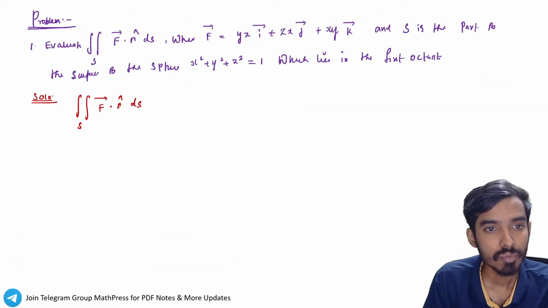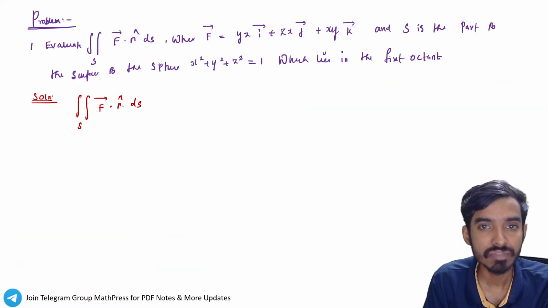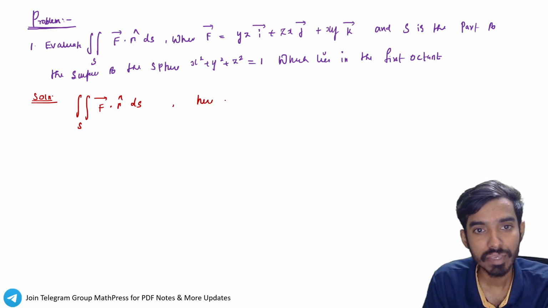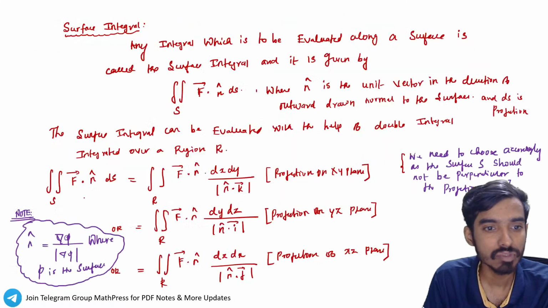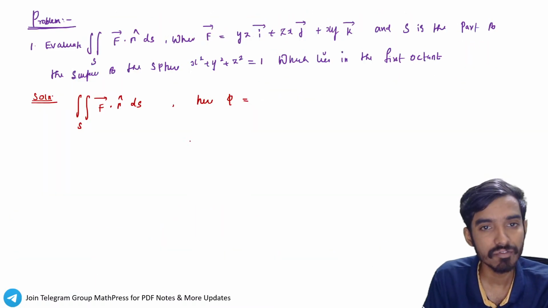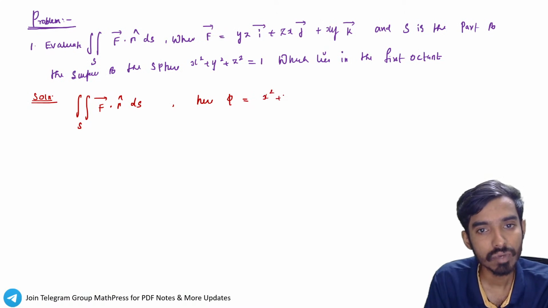Okay. Now before that we will find n cap, because we need n cap. Now here, what is the surface they have given? You take that as phi, because to find n cap, we need del phi by modulus of del phi. But phi is the surface. So here phi is x square plus y square plus z square minus 1.